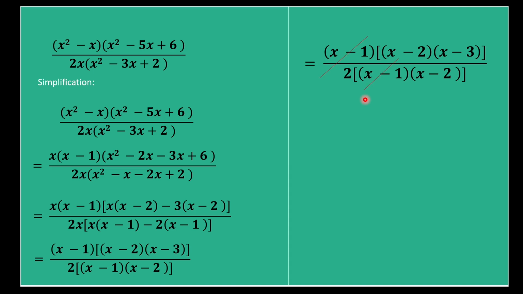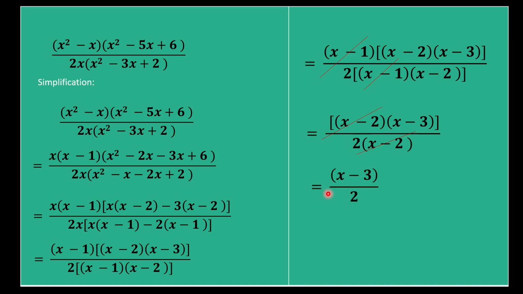Now the remaining term will be (x − 2)(x − 3) divided by 2(x − 2). So these terms are cancelled out, and this is the remaining term over here. Now if you see in this expression, again this x − 2 will cancel this x − 2. So let's cancel these two terms. Now the remaining term is x − 3 over here, divided by 2. So this expression will become (x − 3) divided by 2.